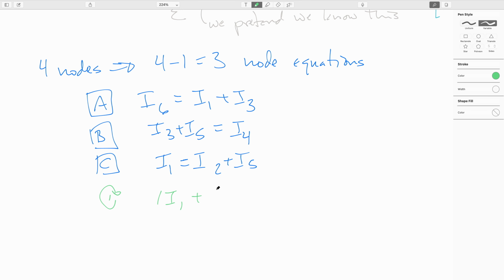So, 1 I1 plus 1 I2 minus the battery, minus 1 I1, minus 1 I2 plus the battery EMF equals 0. All right.